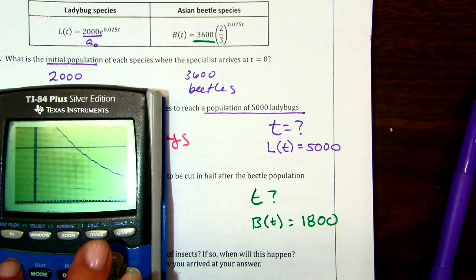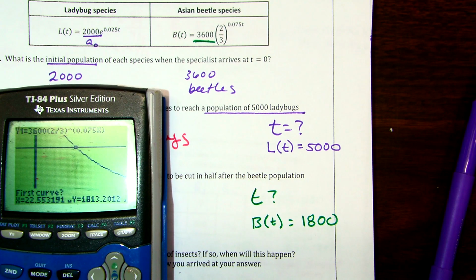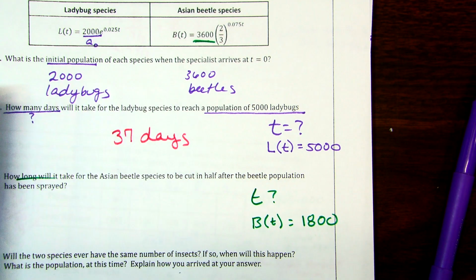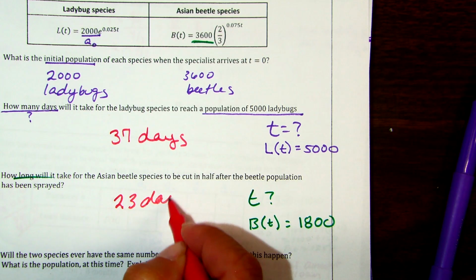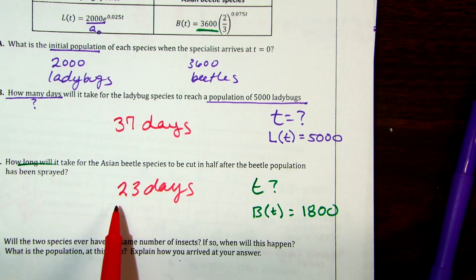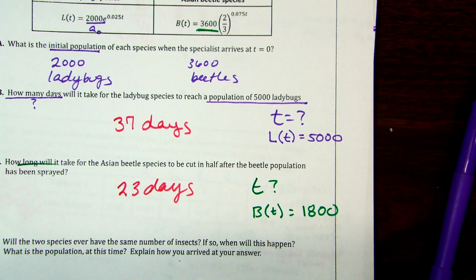All right, so second calc, intersect, enter, enter, enter, and you should get in the 23rd day, right? 22 and a little bit more. It'll take 23 days for our beetle population to be cut in half, is what it's saying.